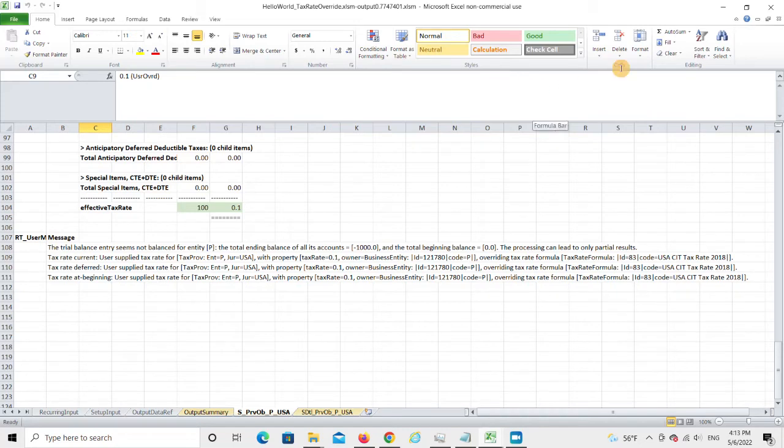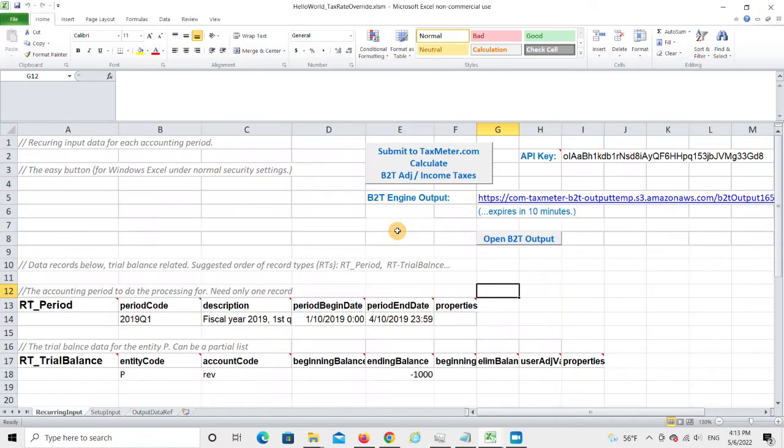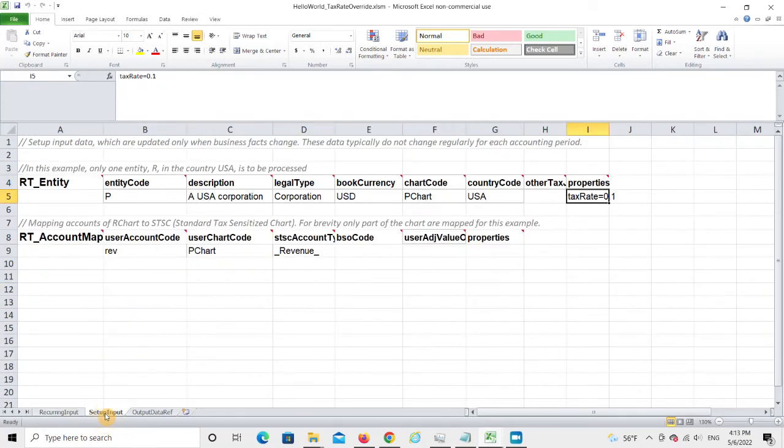So let's close the output file and go back to the input file. Close the output file, and here's the input file. And we go to the setup input. We said here the property tax rate is 0.1. Let's say the entity P is also subject to tax by Canada. Now, we want to say the tax rate over here is only for USA. Here's how we do it.